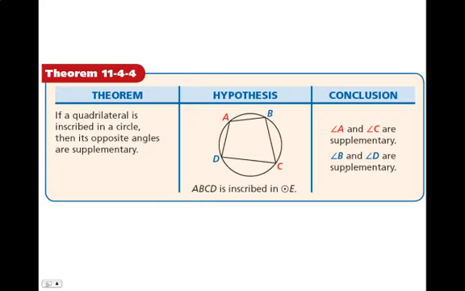There's another theorem that says if a quadrilateral is inscribed in a circle, so this quadrilateral has its 4 vertices on a circle, then its opposite angles are supplementary. So we know here that angle A plus angle C equals 180 degrees, as well as angle B plus angle D is equal to 180 degrees. Let's look and see how we can use this.